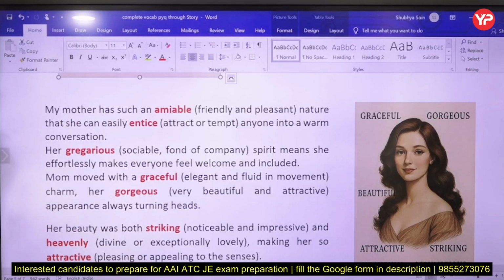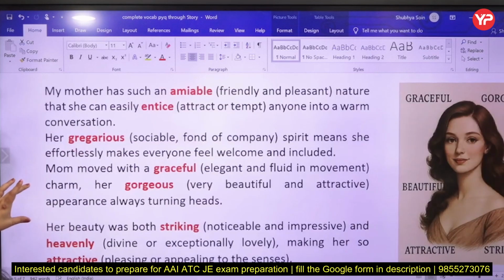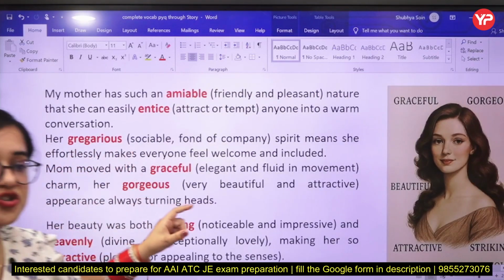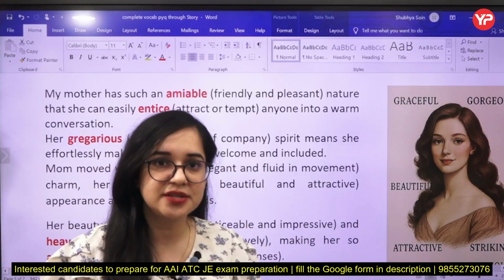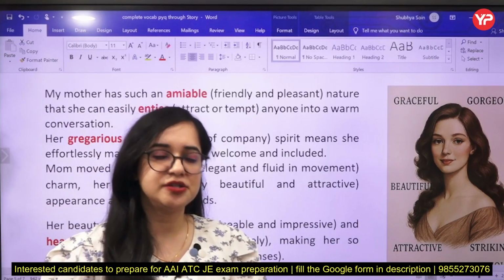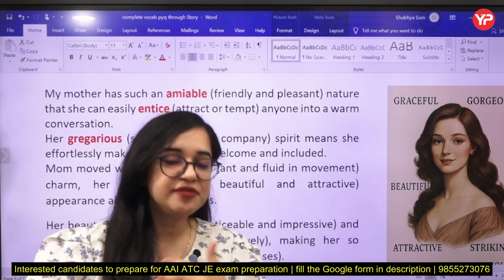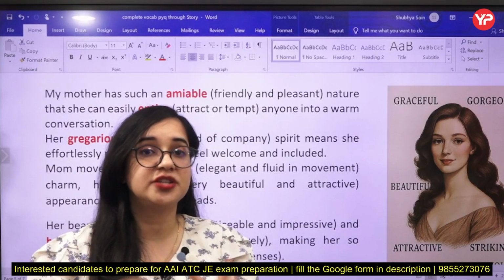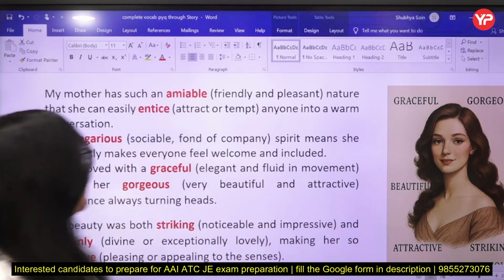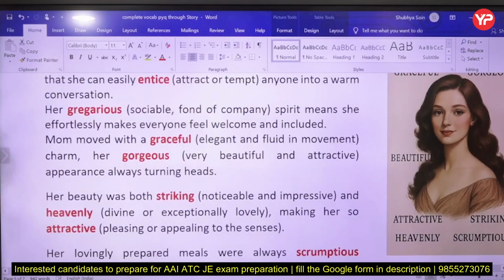Her gregarious. Gregarious is a person who is very sociable in nature, who has a good friendly circle. The mother goes to kitty parties or some kind of parties, and she is very talkative in that case. She is making a social personality. Spirit means she effortlessly makes everyone feel welcome and included.